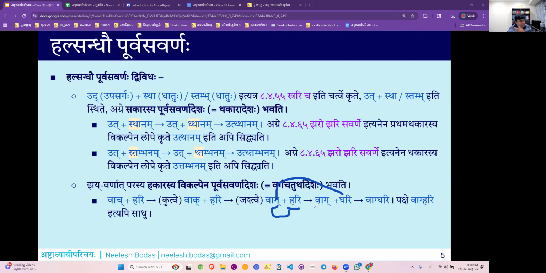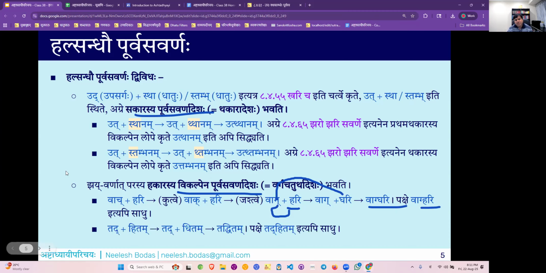We will see by tallying the bahya prayatnas how the ghakara comes. Finally, you get vag plus ghari, combining vag ghari. This kind of purva savarna is optional. The previous purva savarna is compulsory. This one is optional. So you can have vag ghari, pakshe vag hari ityapi sadhu asti. In the same way, tad plus hitam, tad plus dhitam, tadhitam, the name of the pratyaya, tadhitam, pakshe tadhitam ityapi sadhu. Nobody calls the pratyaya as tadhitam. So there the sandhi is considered always done, not compulsory, always done. So the convention is to do the sandhi always, but tadhitam ityapi sadhu shabdaha eva.